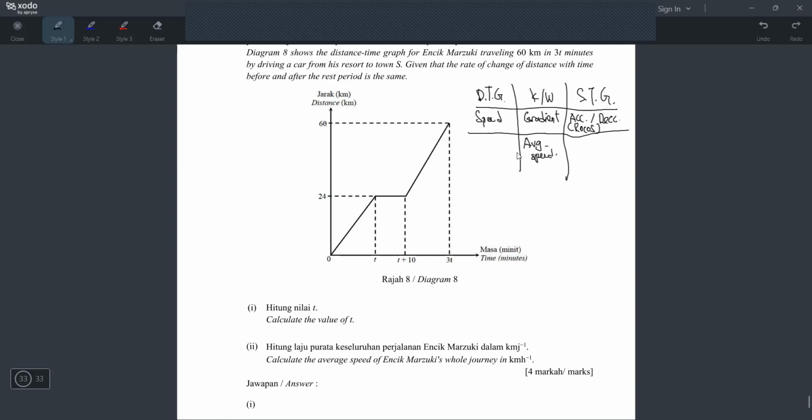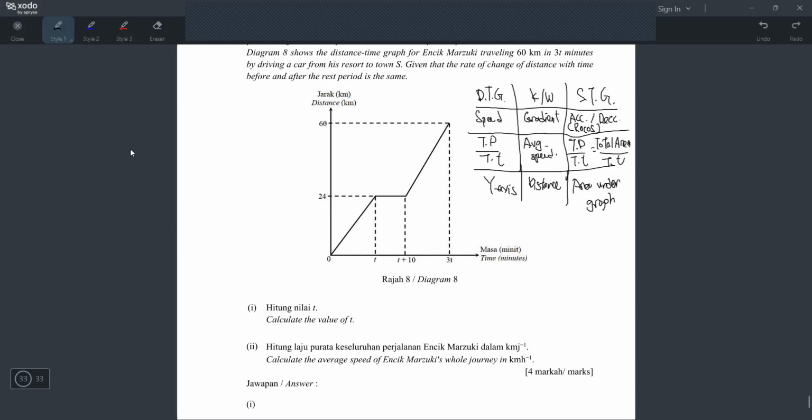Next one, average speed. The formula is total distance over total time. But how to get total distance in your DTG? You refer to your y-axis. And for STG, you also get total distance over total time, but how do you get your total distance? You use the area under the graph. But you have to read the question carefully. Sometimes they want the whole journey, sometimes they want only part of it. So to get total distance, you get the total area and then divide by total time. All right, so this is the table.